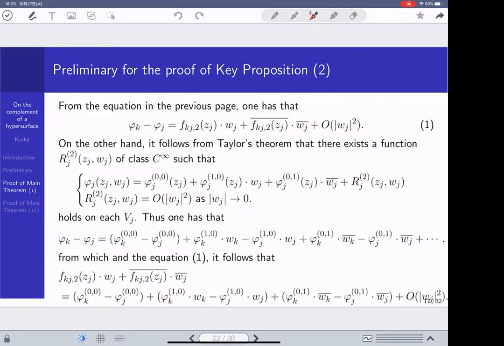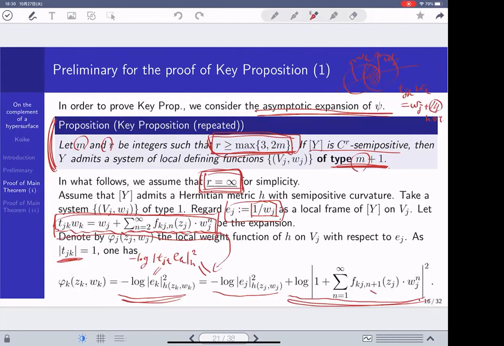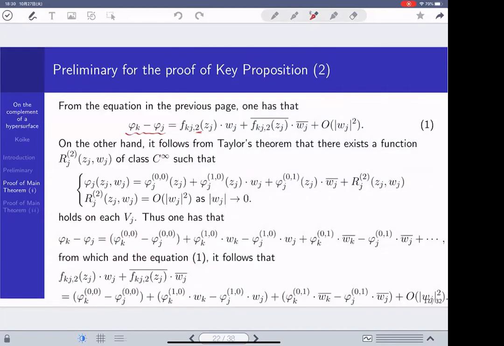So by considering the Taylor expansion of this type of function, we can easily show that the difference phi k minus phi j is equal to fkj2 Wj plus fkj2 bar Wj bar plus higher order terms, because this one starts from 2.